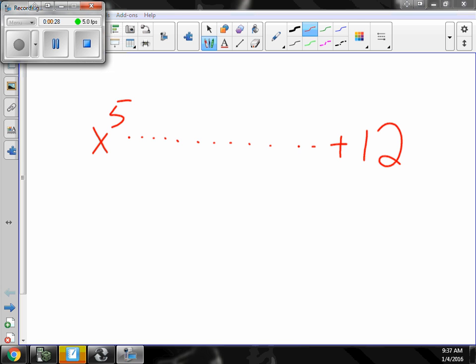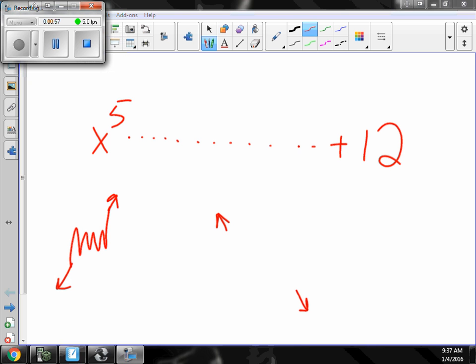Now, does this polynomial have any real roots? Can we guarantee it has any real roots? It has at least one. Why? It's odd, x to the fifth. So the end behavior either looks like this and like this, or like that and like that. And we have no idea what happens in the middle.